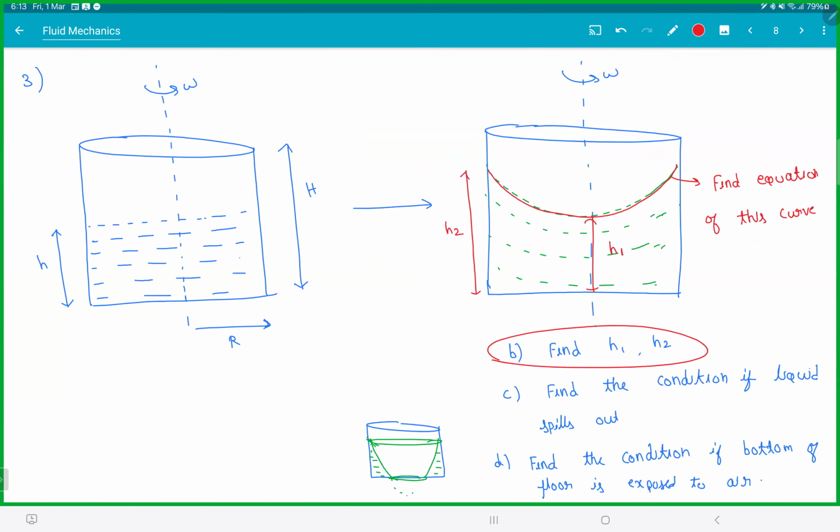If you get B, you'll get everything. First, get the equation and the B part. A and B are the main questions. C and D are just variations of question B. Bottom is exposed, that's it. Spilling or not spilling is not mentioned.